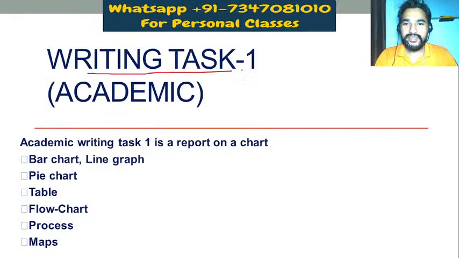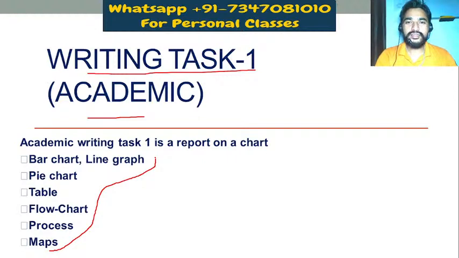Basically in writing task 1 academic, you have to write a report on a chart, right? So a report has to be written on a chart. There are different types of charts, okay? Different kinds of charts will come: bar chart, line graph, pie chart, table, flow chart, process, maps, right? So we have to write a report on a chart.